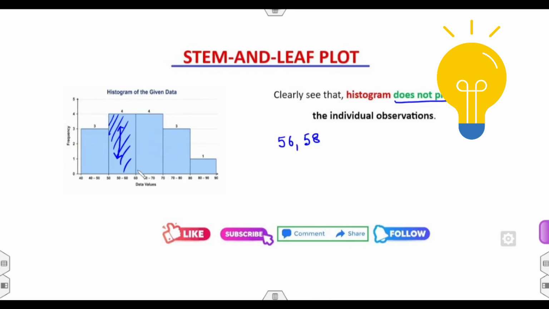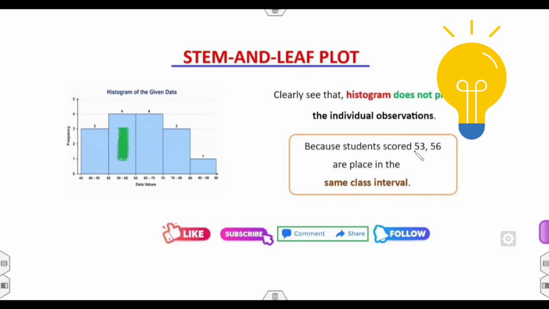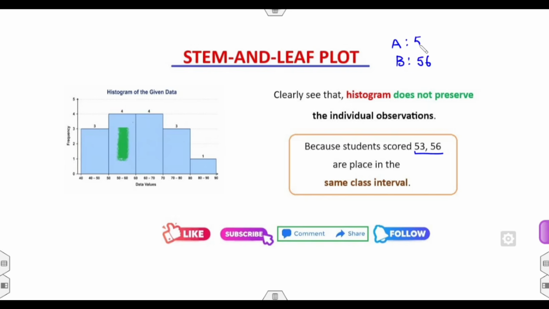That means they have the same property, but actually if these are the marks of students, 53 marks of student A and 56 marks of student B, then definitely the student who has obtained 56 marks is assumed to be more intelligent than the one with 53, but the histogram will say all have the same information. So that is one of the drawbacks of the histogram.